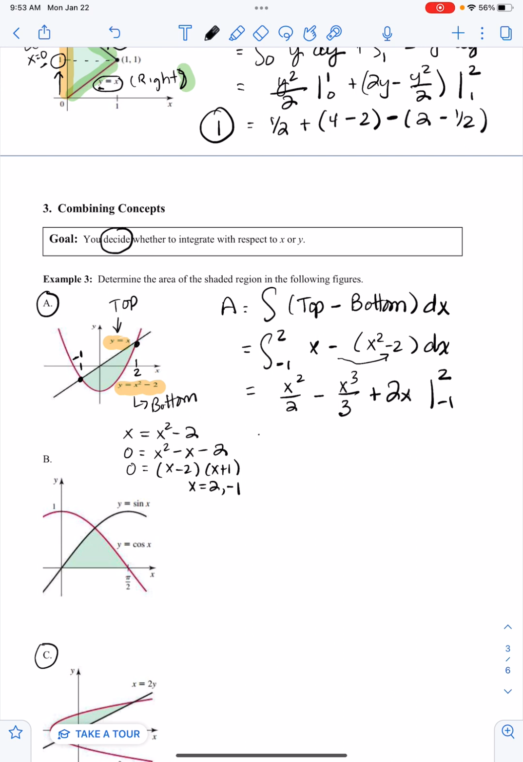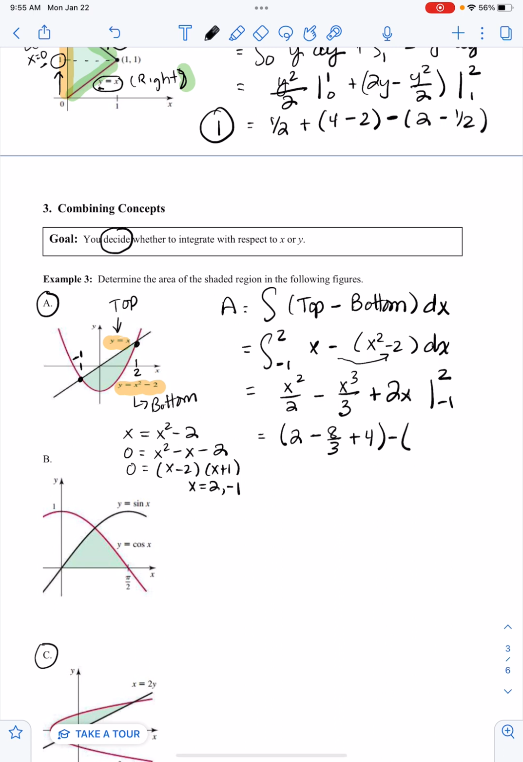Okay, so when you plug in 2 first, if you're doing this by hand, you're going to get 2, right? 4 divided by 2. 2/3 would be 8/3. And then you're going to get 4. So that would be the arithmetic.